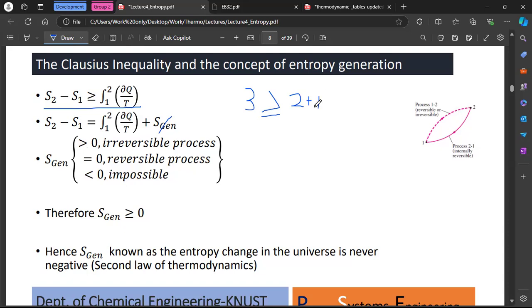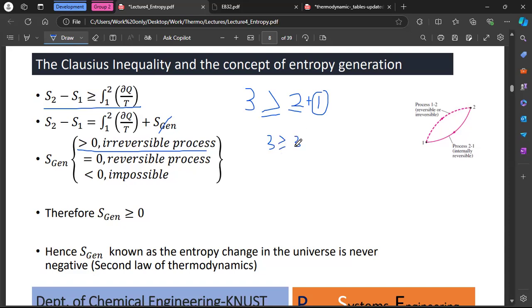So because I'm adding something positive to it to make it reach what it would have been for it to be reversible, it means that it was less than what I was dealing with at first. Is that okay? So for this value here to be positive, it means that what I have here was already less than what I was working with. So because it is positive, it means that this was irreversible because it was less than the value that we're expecting for it to be reversible. So when S generated, that added term, is greater than 0, then we say it's an irreversible process.